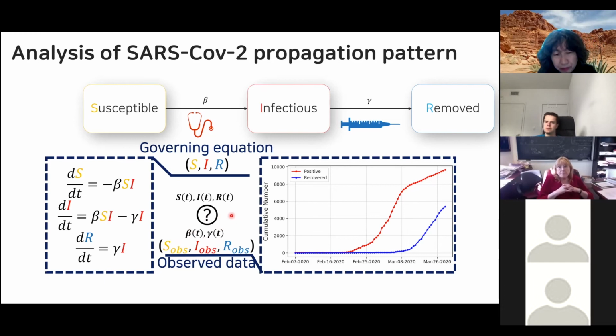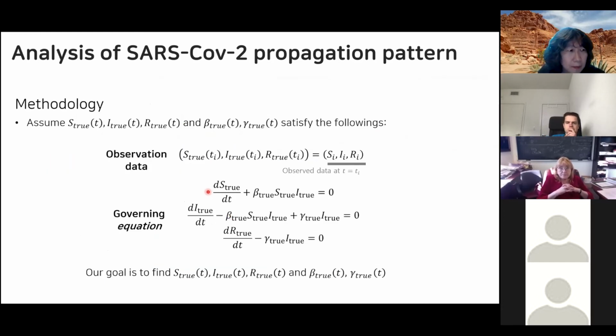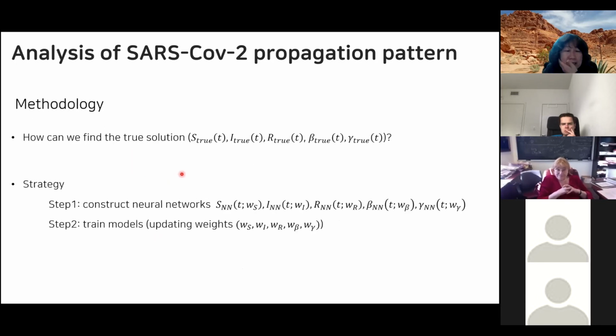So this is the situation. In other words, we need to calculate a total of 5 functions, S, I, R, beta, and gamma, that simultaneously satisfy the governing equation and the observed data. Anyway, our goal is to find these 5 functions of time, satisfying these two, the governing equations and the data. So the problem is now to find the true solution of these 5 functions.